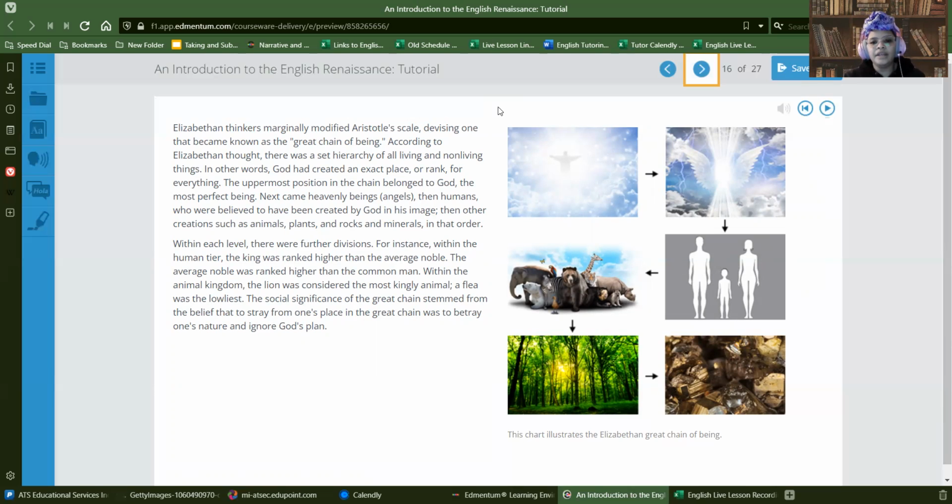So the idea of the Great Chain was that you are supposed to stay where you are, and that to change from where you belong is to betray God's plan, which is a bad thing.